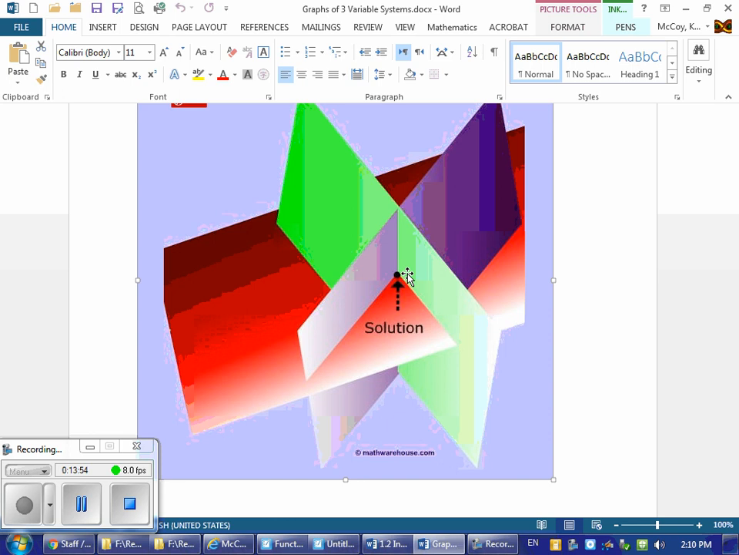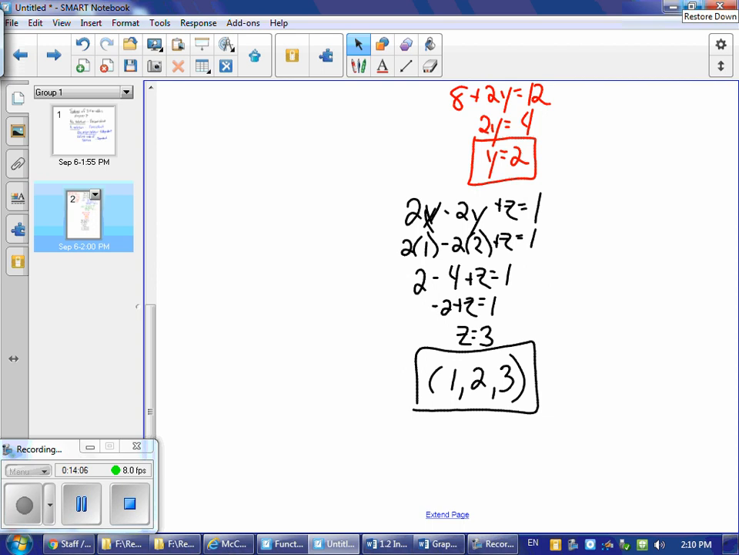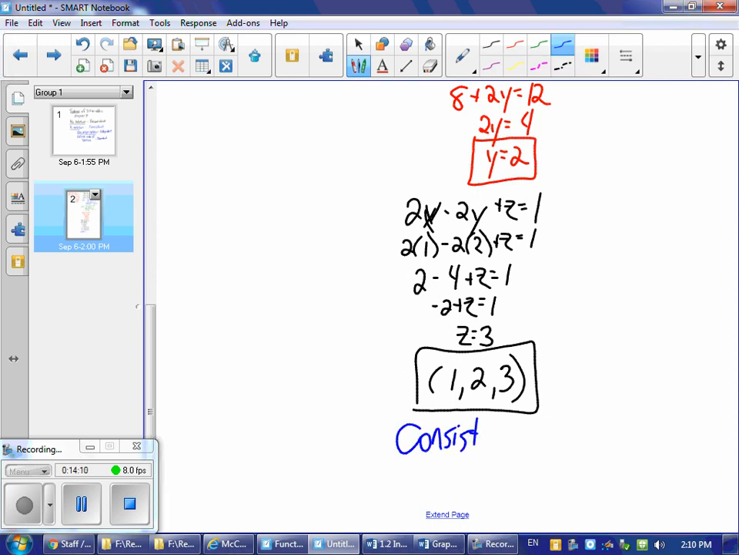So graphically, that's what it looks like to have one solution, which again is consistent and independent. That is a consistent, independent solution. So let's write that down here. This is consistent, independent.